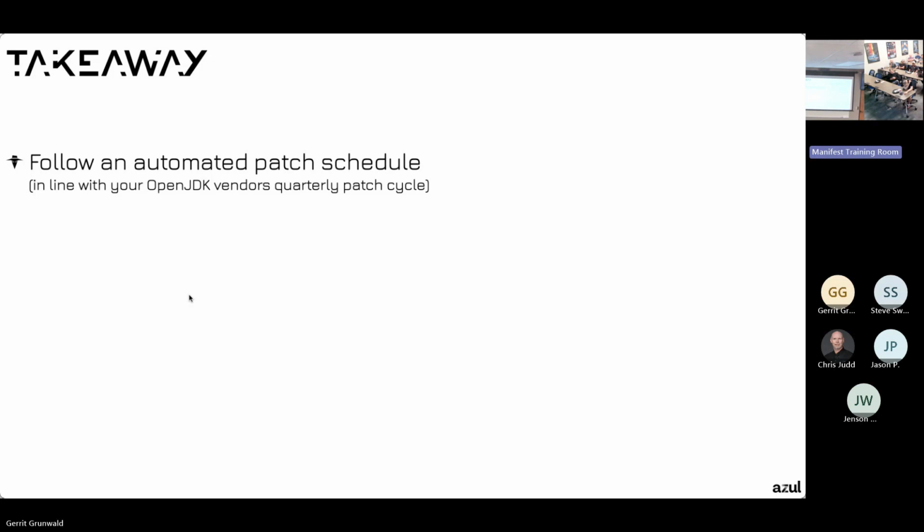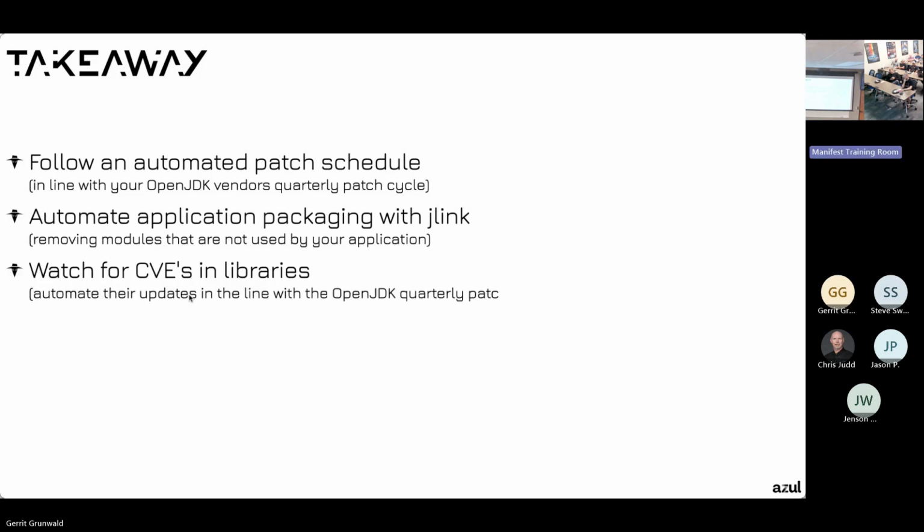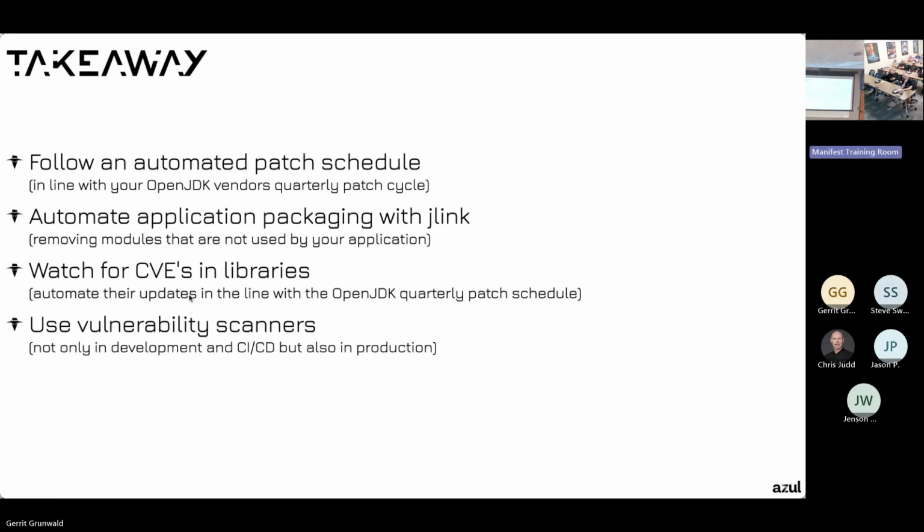You should follow an automated patch update schedule. This should usually be in line with the OpenJDK vendors. Like tomorrow there's a new version. You don't have to switch to 21 tomorrow, but there will be the next update coming soon. I think it's next month. And then automated application packaging with JLink is one thing you can do. Watch out for CVEs in libraries. You can check the NVD, or there are scanner tools that can help you with that. And yeah, use vulnerability scanners. This is really something you should do, and if you don't do it, do it.